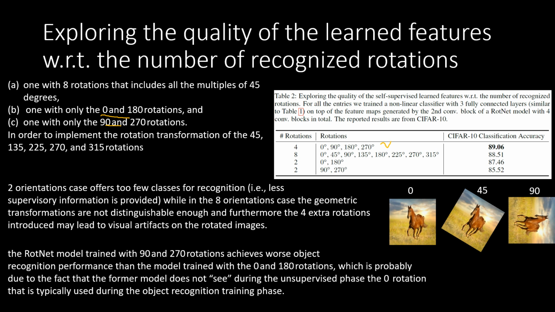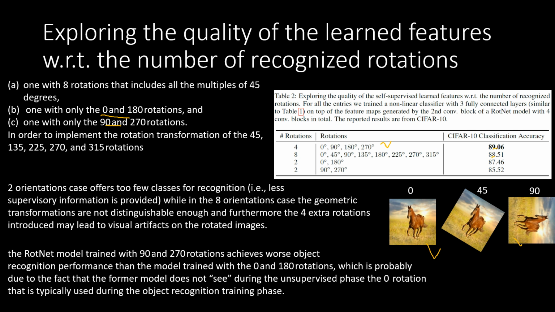And why did the eight rotations not work well? Because in eight rotations, if you can see 0, 45, 90, the distinction is less compared to the four rotations. So it's very easy to classify 0 and 90 as compared to 0 and 45. That could be the reason the 8 class case did not perform so well compared to the four class case. Not by much, but yeah, a half percent to be precise.